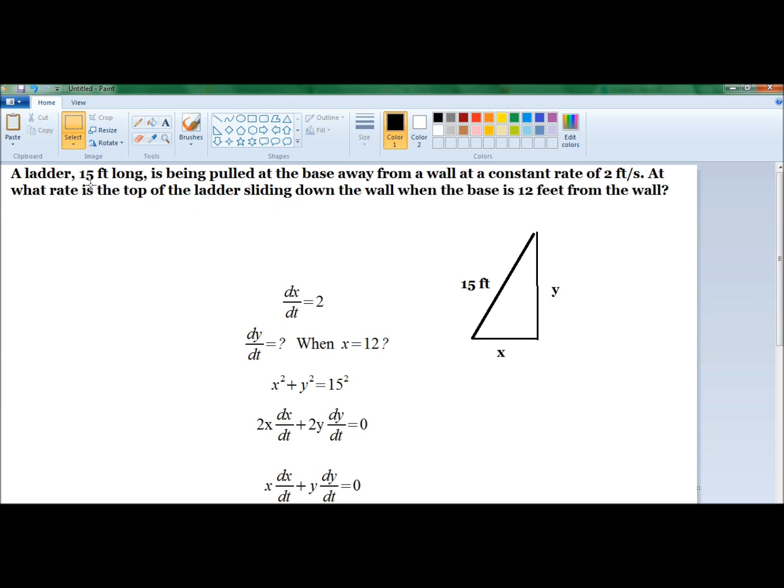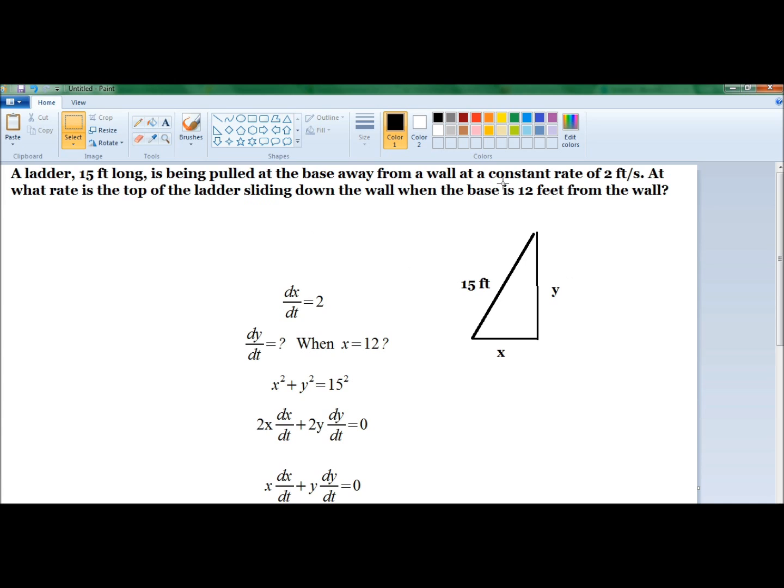Okay, so first we're told that the ladder is 15 feet long. And I have that drawn here. In fact, I have a diagram of the ladder and the wall here. So the ladder is 15 feet long. And let's call the distance from the base to the wall x, and the distance from the top of the ladder to the floor y.